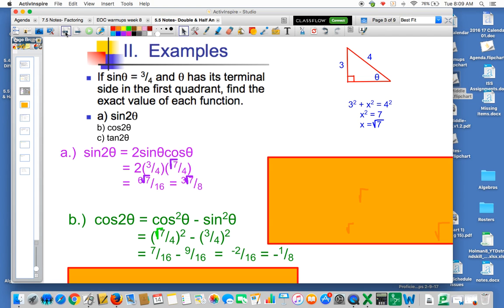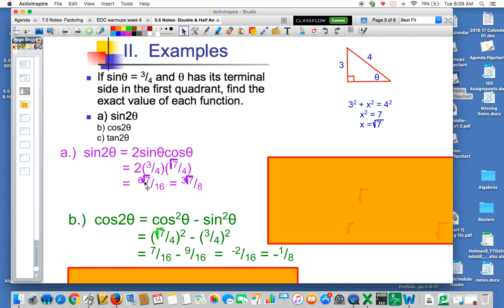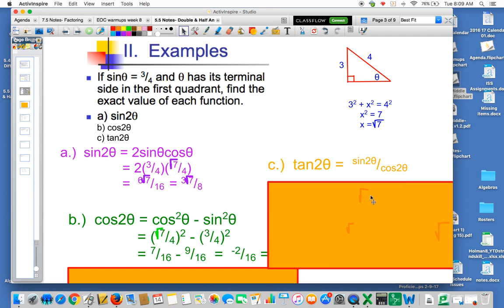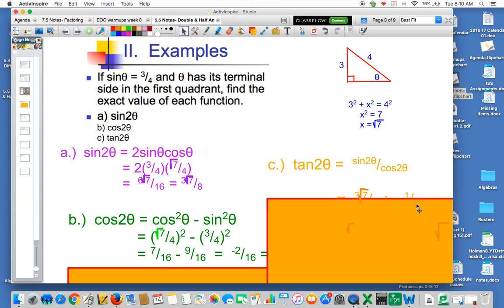And lastly is tangent, and this is where I was talking about there is a formula, but there's actually a shortcut. If I've already done the work to get sine of 2 theta and cosine of 2 theta, well, we know that tangent is sine over cosine. So tangent of 2 theta would be equal to sine 2 theta over cosine 2 theta. So it's kind of a shortcut formula once you've done the other two. If I was just looking for this, then I would use the formula on the previous page. But I've already done these, make my job easier.